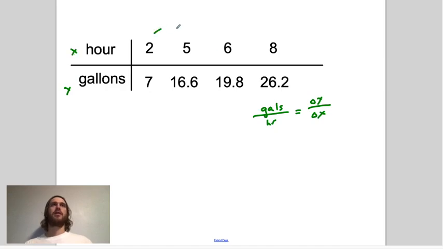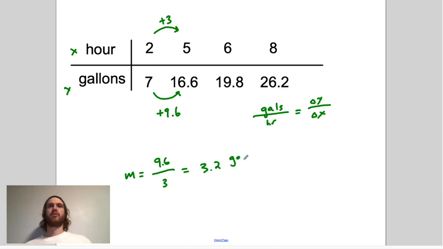And then you can go through and check and make sure that all of these have the same slope, which it turns out that they do. Here I'm going up by 3 in the x, and I'm going up by 9.6 in the y. So if you do the slope here, my slope is equal to the change in y over the change in x, which is 9.6 divided by 3, which is 3.2. That means the leak in your house is leaking 3.2 gallons every single hour.